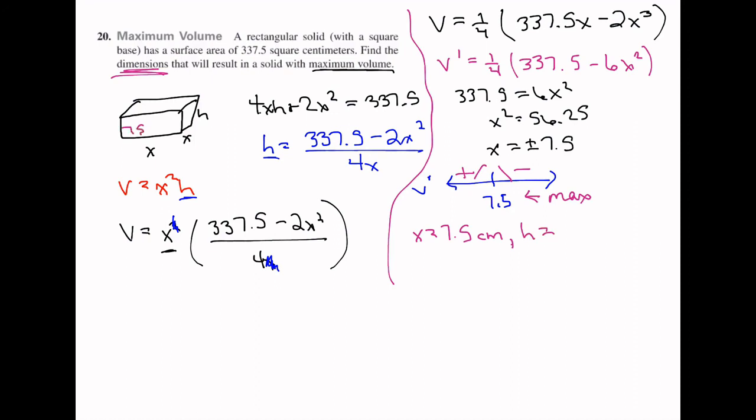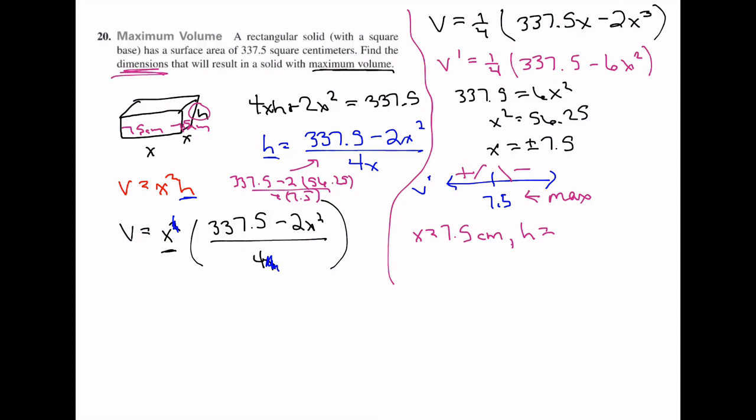So this would be 7.5 centimeters, this would be 7.5 centimeters, and then we again are still looking for h. So where can we find h? Right here. So h is going to be 337.5 minus 2 times x squared all over 4 times x. And I know I squished that in there, but I'm having a problem with not being able to use the bottom of this page to write on.